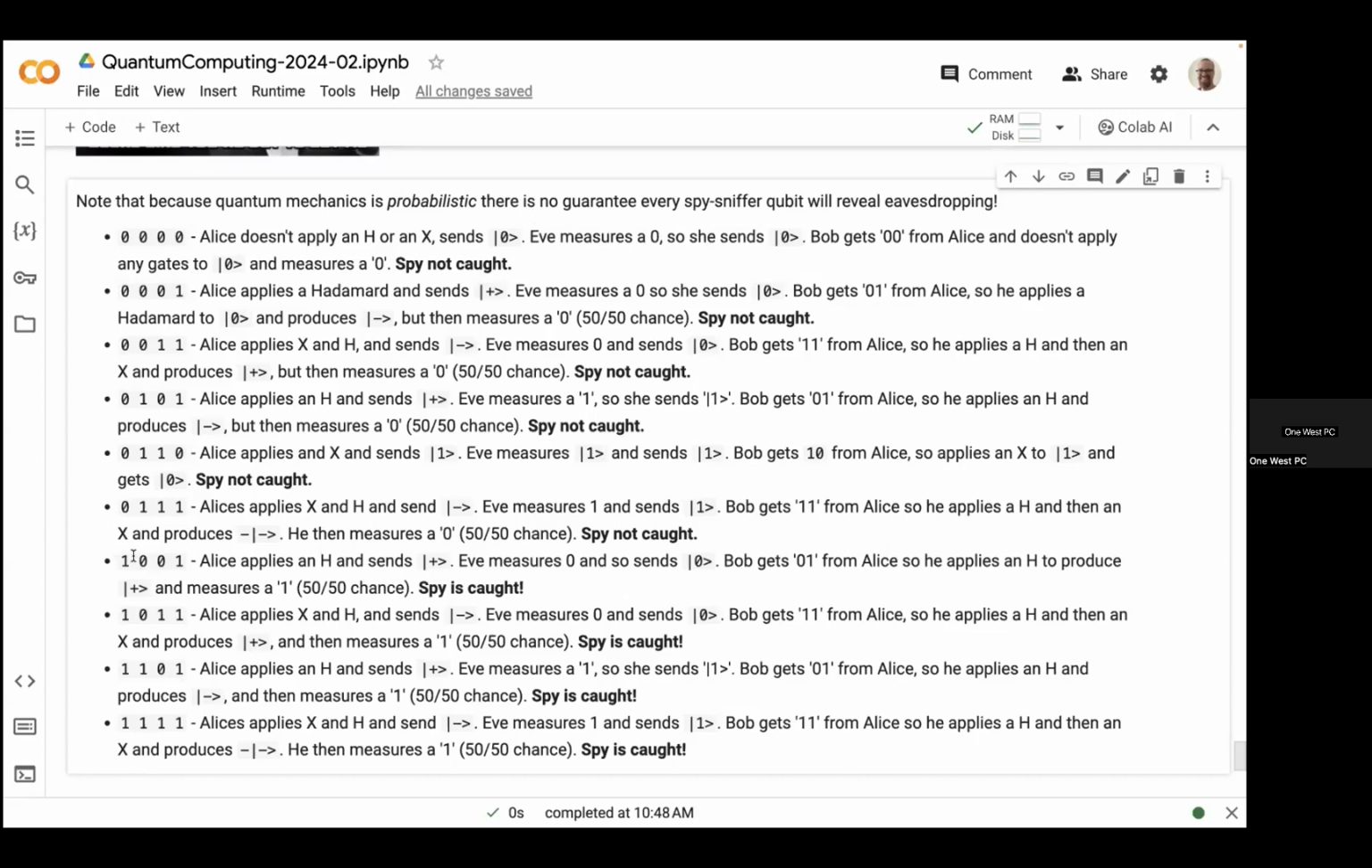And if we look at one of the cases where she does get caught, in this case we have a 0 and a 1. These are telling us that those are the 2 classical bits that Alice sent. So she applied a Hadamard and sent a plus.